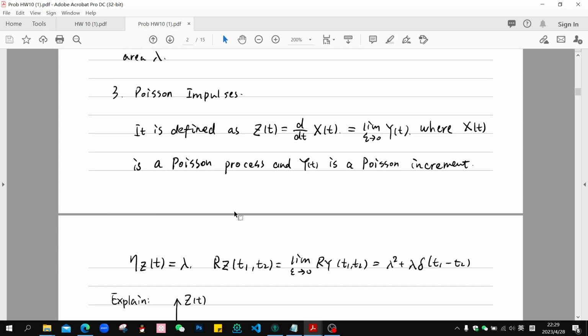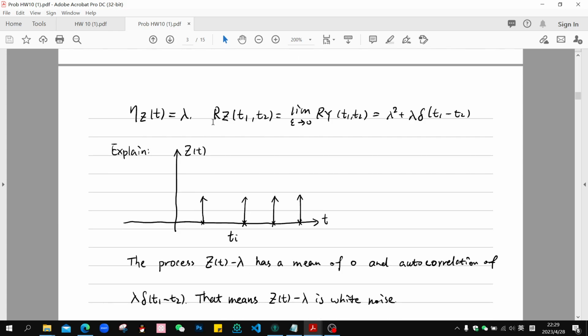The third process is Poisson impulses. It is defined as z(t) to be a derivative of x(t), or the limit of y(t) when epsilon goes to 0, where x(t) is a Poisson process and y(t) is a Poisson increment. The expectation is lambda, and the autocorrelation is the limit of Ry when epsilon goes to 0, to be this term, the expression lambda squared plus lambda times delta(t1 minus t2).